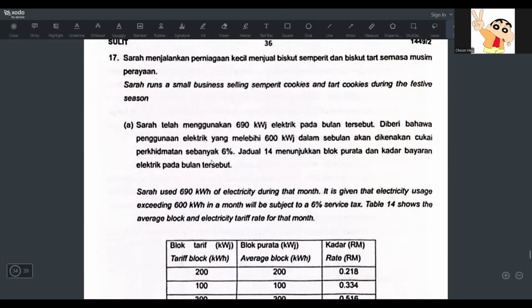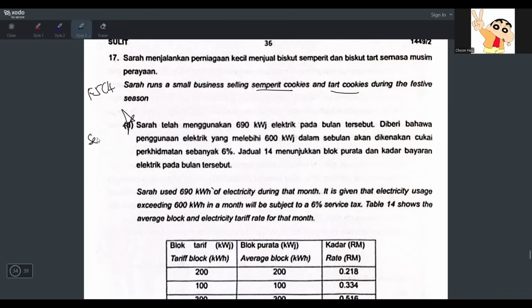Okay, now we are at the last question, number 17. Sarah runs a small business selling separate cookies and tart cookies during the festive season. Soalan A, Sarah used 690 kilowatt. Okay, I see this unit, I know already. This is the infamous question from Form 5 Chapter 4, and it's under service tax.